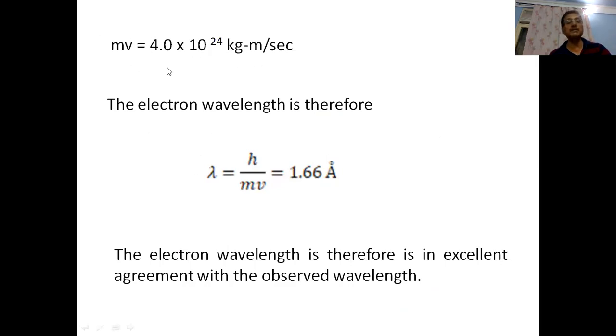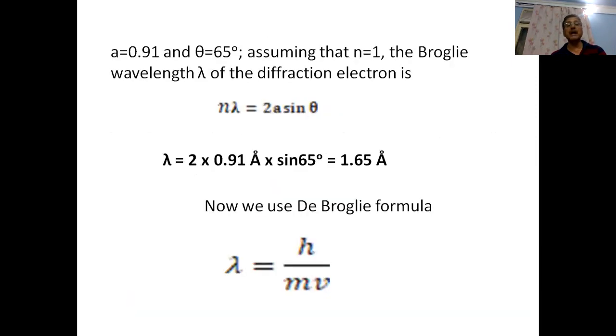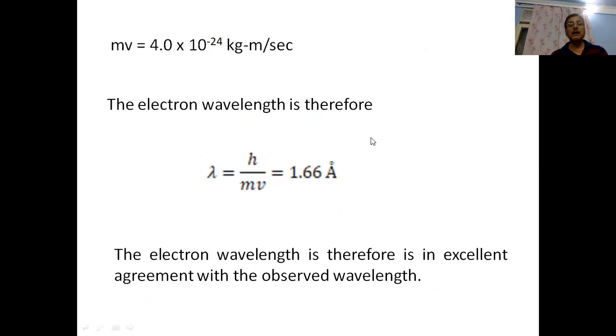If we put this value into the de Broglie formula to calculate the wavelength, then lambda is equal to h by mv is equal to 1.66 angstrom. Now the electron wavelength here is therefore in excellent agreement with the observed wavelength. The observed wavelength was 1.65 angstrom, as you can see from here. And what it should be according to the de Broglie formula is 1.66 angstrom, a strikingly similar value.